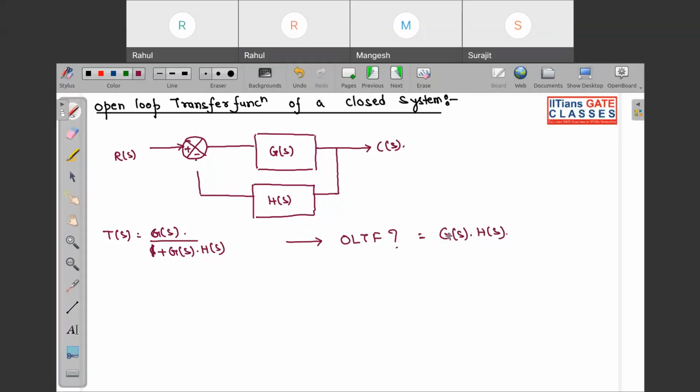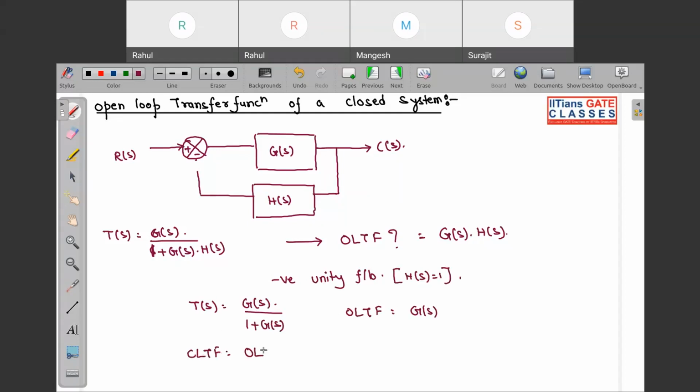Now, how is your open loop transfer function related with your CLTF? For a negative unity feedback, whatever is the relation I am telling: Ts will be Gs divided by 1 plus Gs, as for negative unity feedback, H is equal to 1. So OLTF will be Gs, and this Ts is the CLTF.